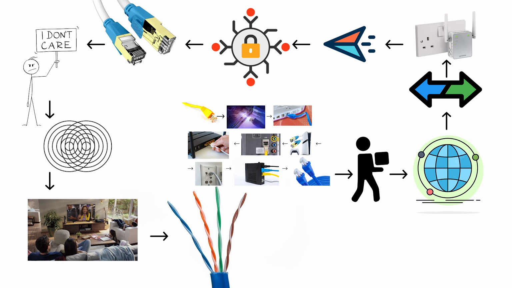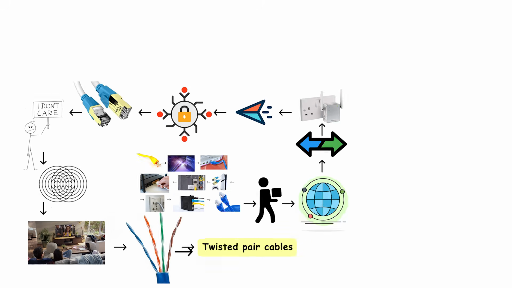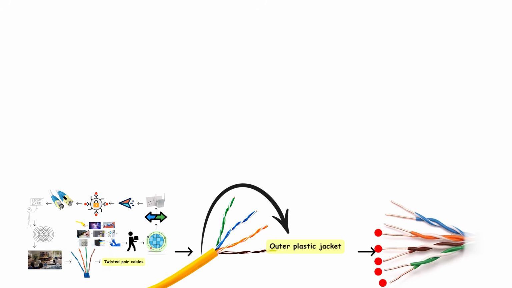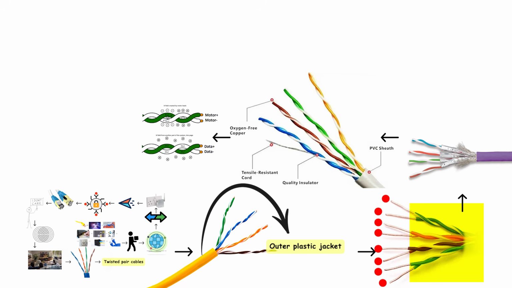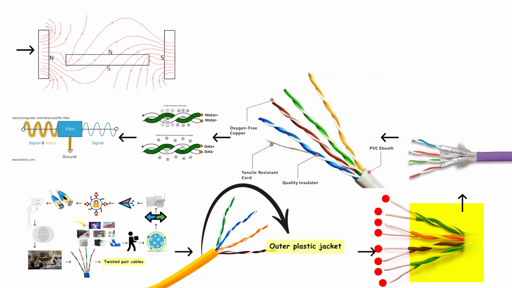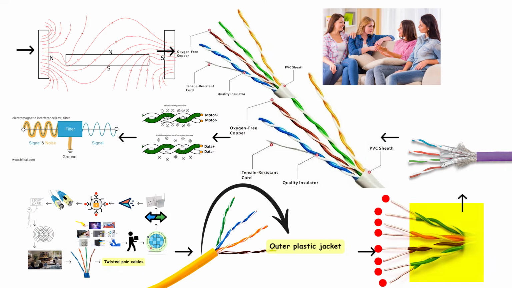The cables we're talking about are called twisted pair cables. Inside the outer plastic jacket, you'll find 8 individual wires arranged in 4 pairs. These wires are literally twisted around each other, and this isn't just for looks. The twisting prevents electromagnetic interference and something called crosstalk, which is when signals from one wire leak into another wire and cause errors. Think of it like trying to have a conversation in a crowded room. The twisting helps keep each wire's conversation private.